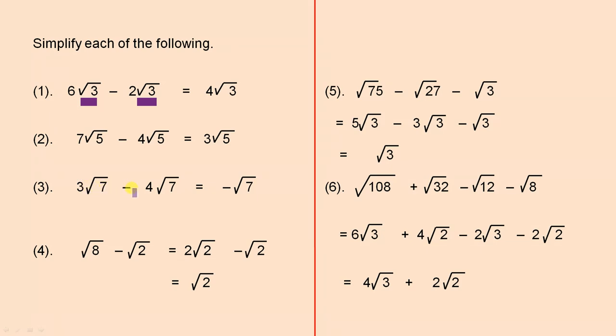3 root 7 minus 4 root 7. 3 minus 4 is actually minus 1, so that minus means minus 1. So the answer is minus root 7.